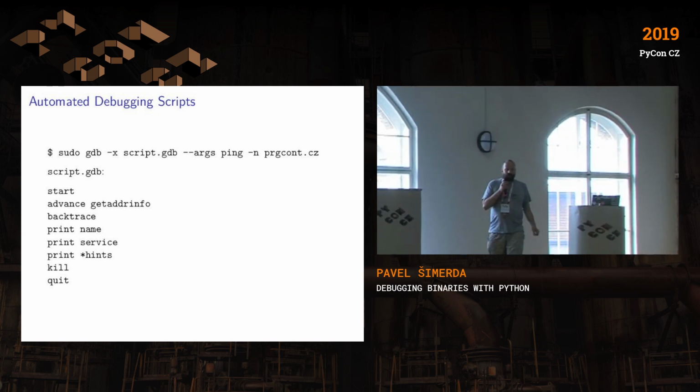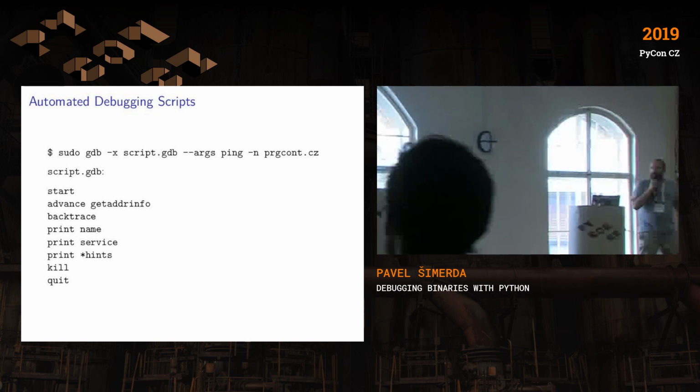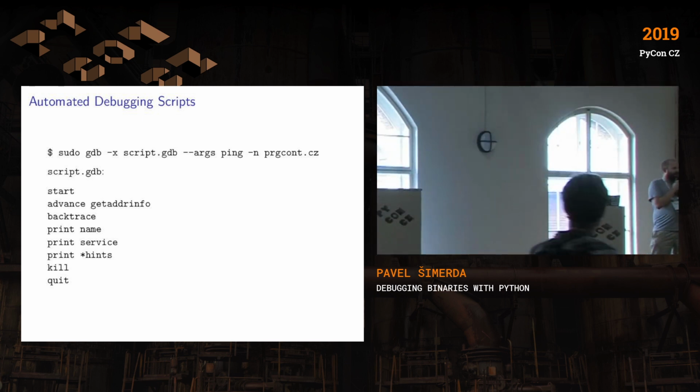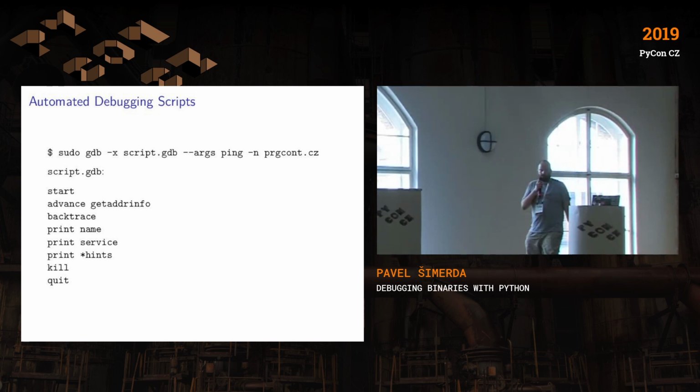In this case, the program starts and runs until it reaches the getThereIsInfo function, which I used for the example, even for the strace. Then you get the backtrace so that you know where it was called. You can get the variables printed and so on. This is a very simple session. How many of you use scripted GDB? Okay, not many. So this is already something that might be a new helpful thing.